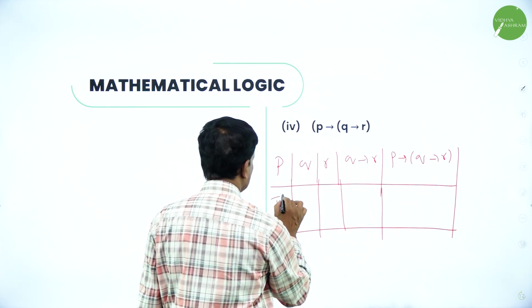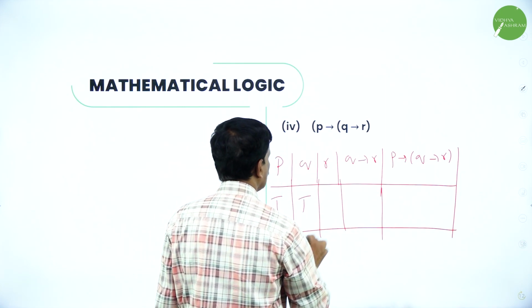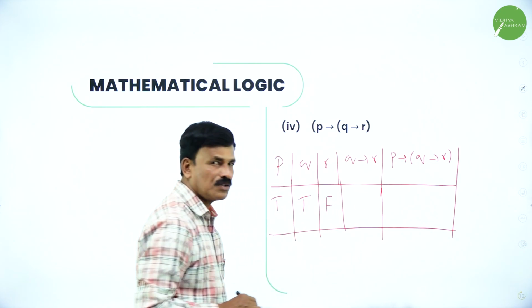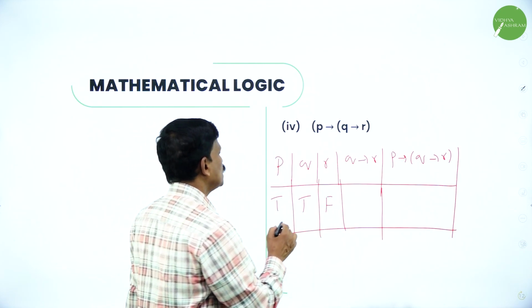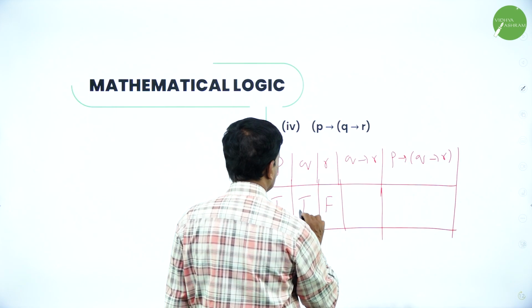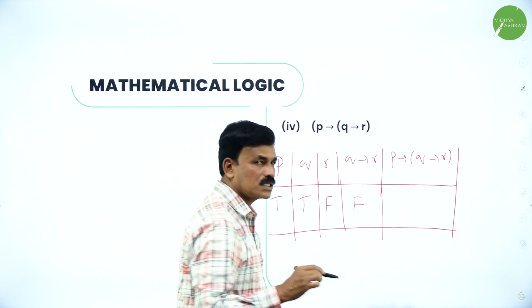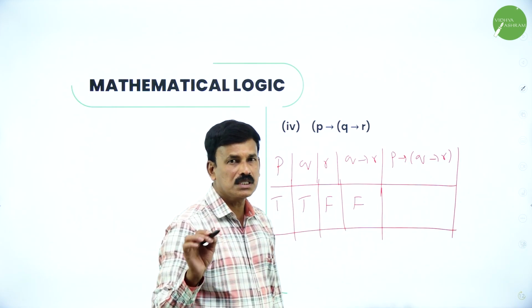For P it is true. For Q also it is T. For R it is F, they have given. Now Q conditional to R: Q and R, true and false is equal to false. In case of a conditional, true and false is false.